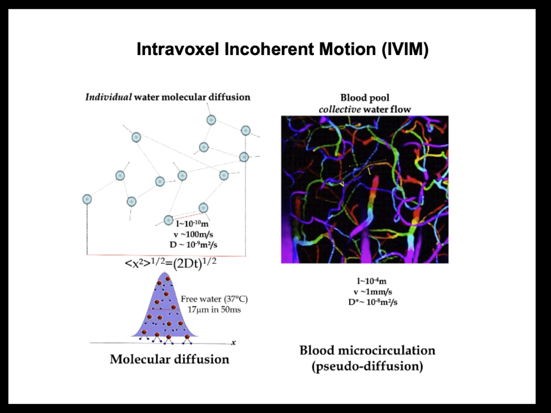If the gradients are really high or really sharp, then you don't have to diffuse that far and you'll be completely dephased. And so basically, you first dephase everything, and then you do the opposite gradient, and if the spins are stationary, they'll rephase back together and give you the signal back. But if they move at all, they'll be dephased, and the signal will be attenuated. So that's the basic concept of diffusion imaging.